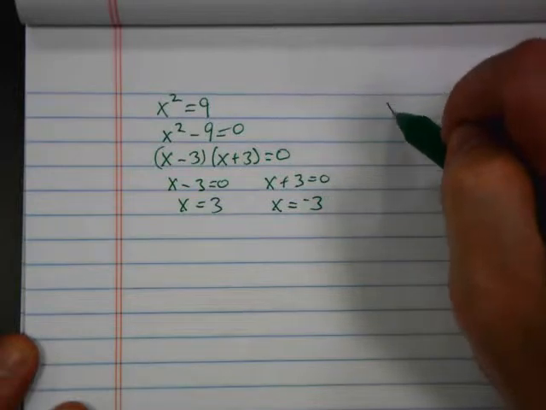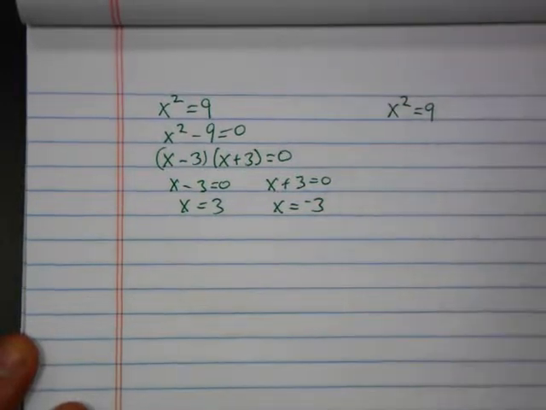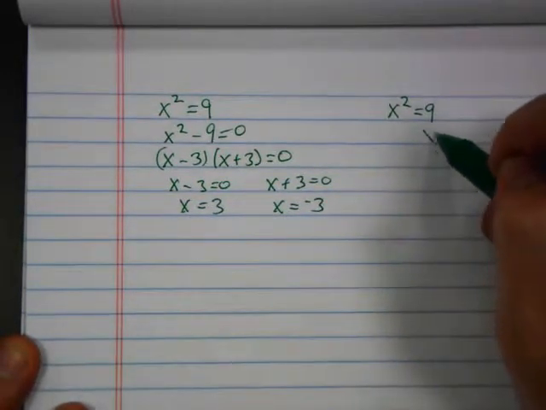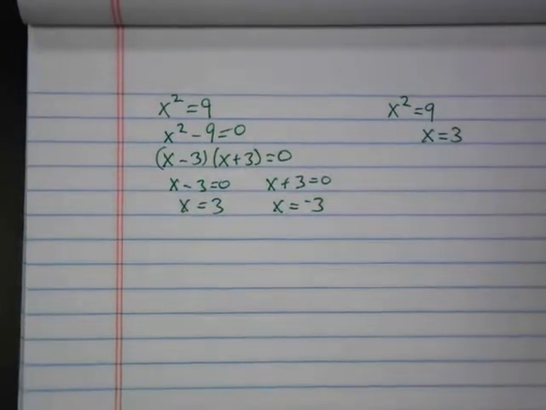An awful lot of people will see x squared equals 9, and they'll write x equals 3. And I'm going to take off lots of points. How come?